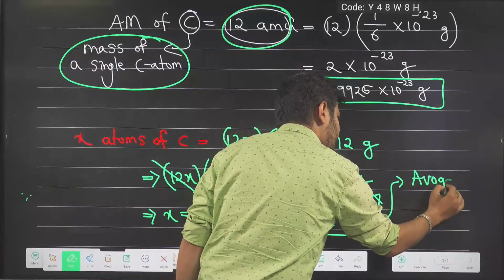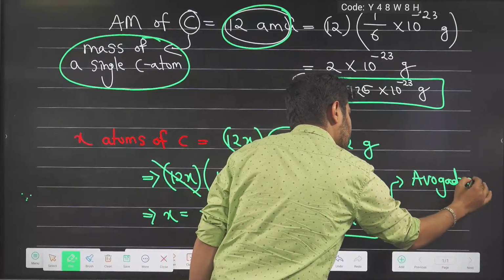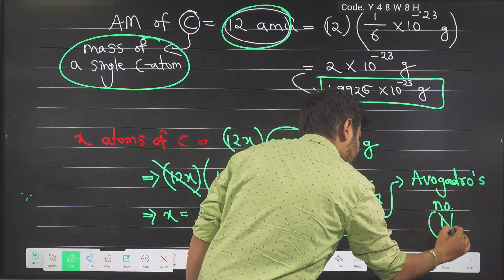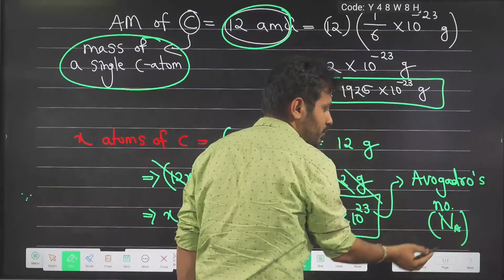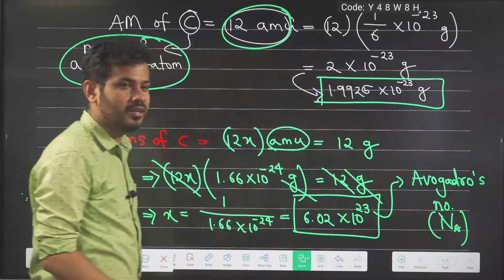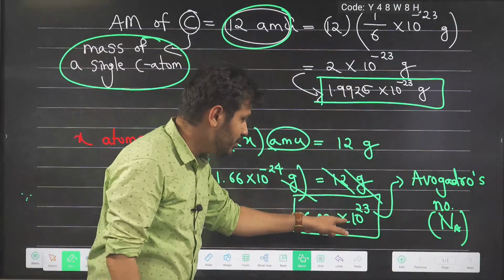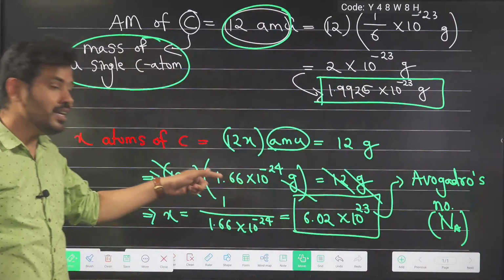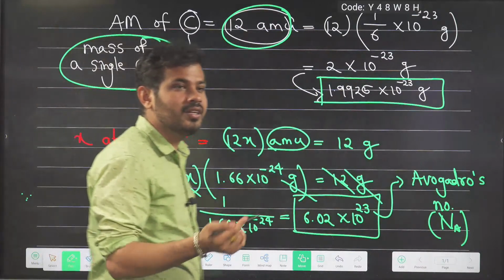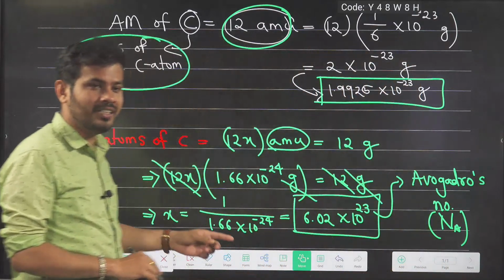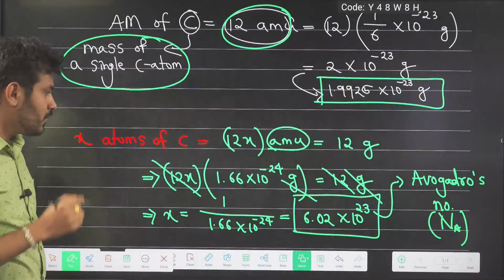If I take Avogadro's number, which is denoted by NA, NA means A for Avogadro, N for number. If I take Avogadro's number of atoms, 6.02 into 10 to the power of 23, if I take these many carbon atoms, then what will be the mass? The mass will be 12 gram.